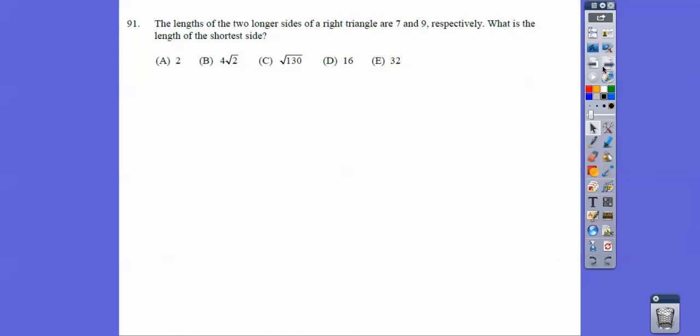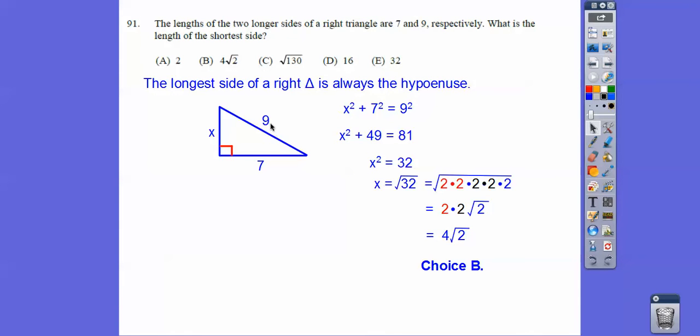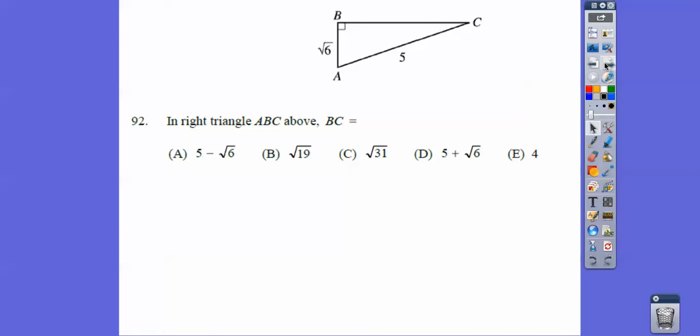All right, so the longer sides of a right triangle are 7 and 9. The longest side is always the hypotenuse, so that has to be 9. So if that's 7, using the Pythagorean theorem, I get 4 root 2. You get 32 when you subtract 49 from both sides. And 32 is five 2's, so the two 2's on the inside bring one 2 out. Multiply them, you get 4 root 2. Or you can recognize this is 16 times 2, and the square root of 16 is 4. Whatever, okay?